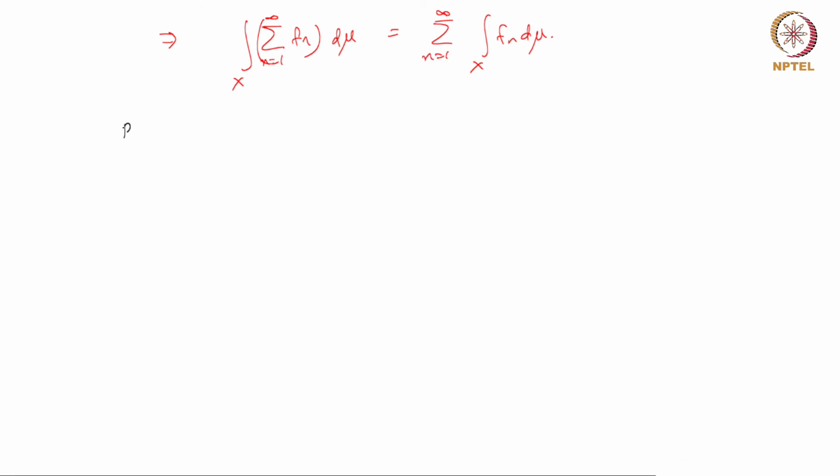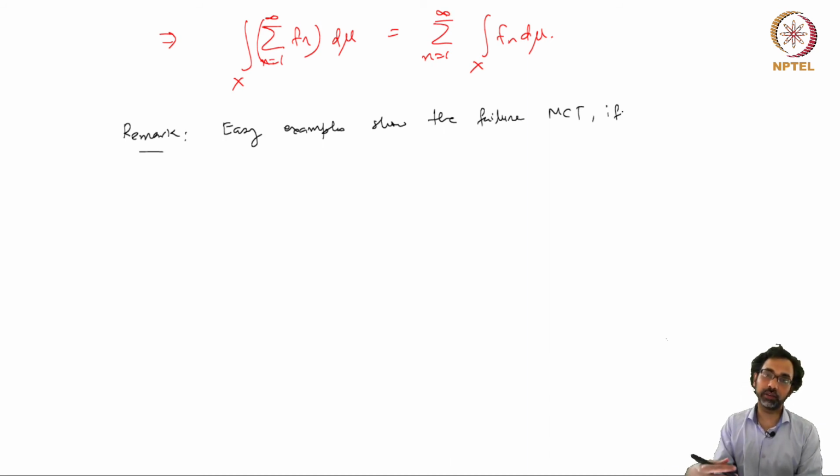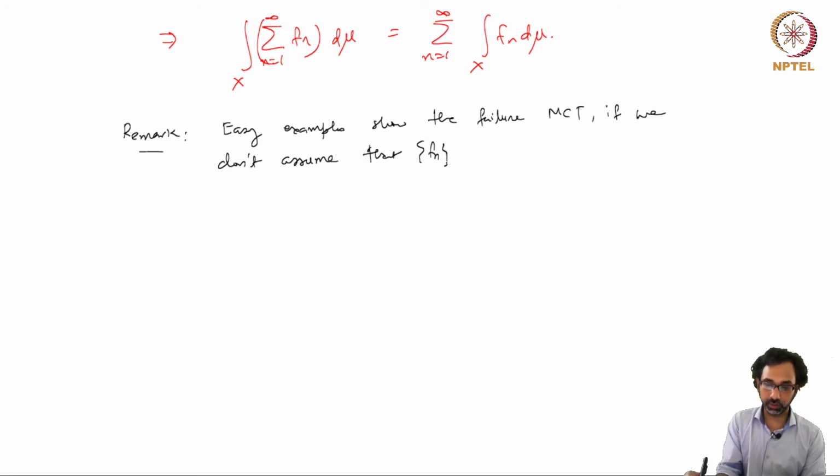Now let me remark here that easy examples can show the failure of the monotone convergence theorem if you don't assume that we have an increasing sequence of functions. If we don't assume that this sequence of functions f_n is increasing or non-decreasing.